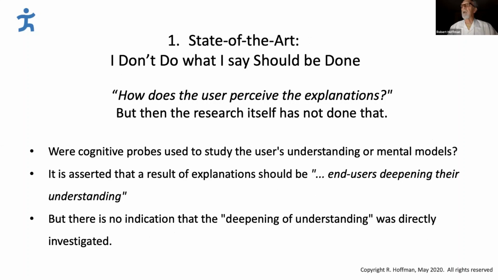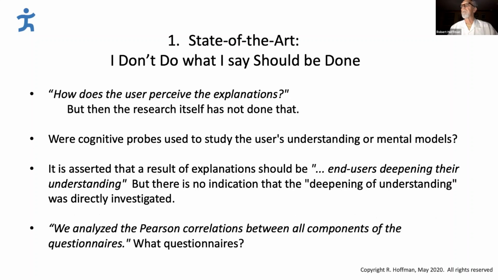People say a lot of things about explanation and explainable AI, and then they don't cough up the goods. They say, well, we need to understand how the user perceives the explanation, but then the research doesn't do that. Did they use any cognitive probes to study the user's understanding or their mental models of how the AI system actually works? It's asserted that the result of explanation should be end users deepening their understanding, but there's no indication that the researchers ever investigated that.